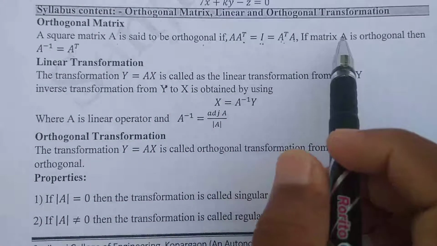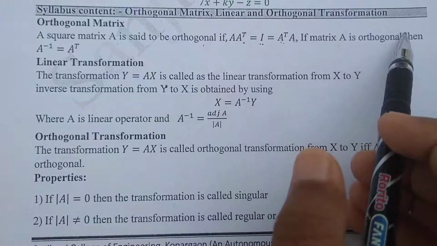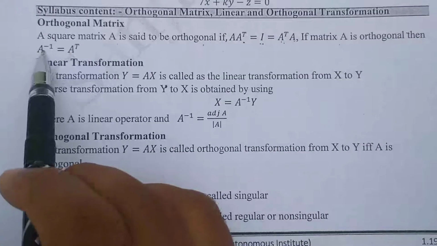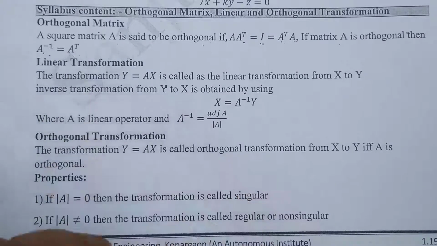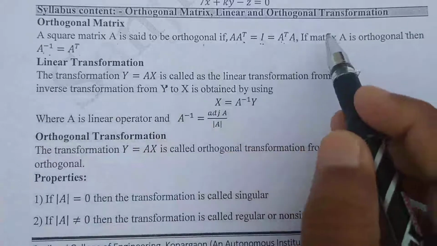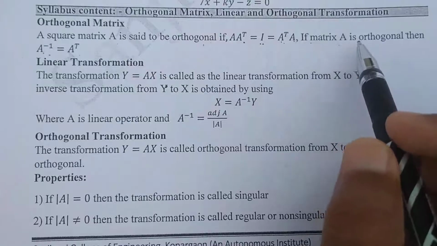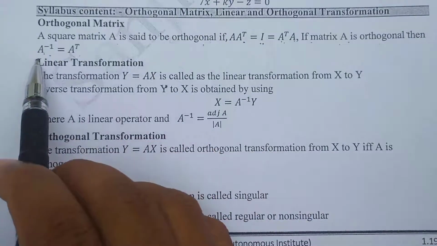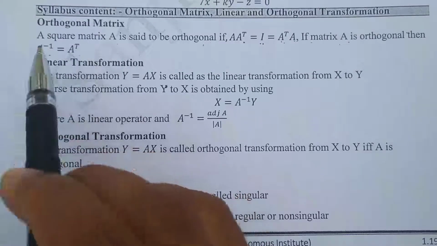And if matrix A is an orthogonal matrix, then we get a property that the value of A inverse is equal to A transpose. This is a property of orthogonal matrix. If matrix A is an orthogonal matrix, then the value of A inverse is equal to A transpose.